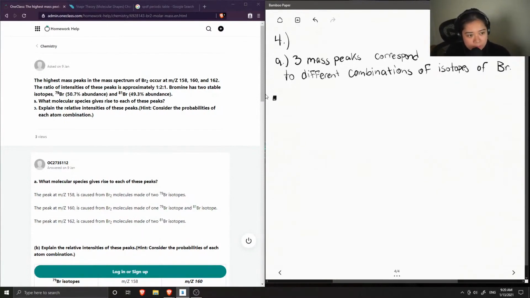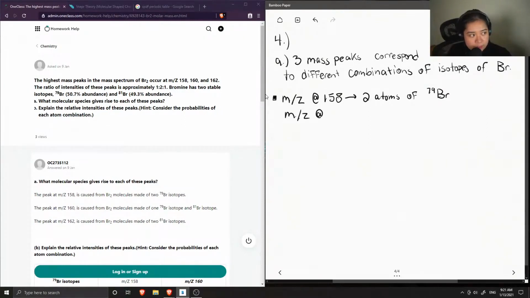So for example, when the mass peak was equal to 158, if we divide this by 2, you'll notice that we have two atoms of our bromine 79 isotope. So 79 times 2 is 158.